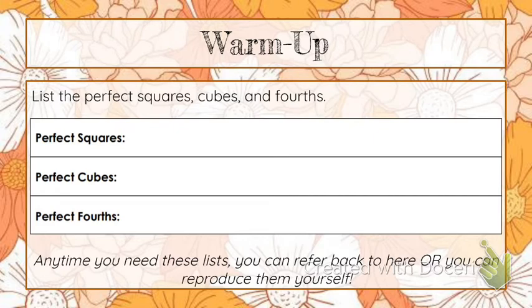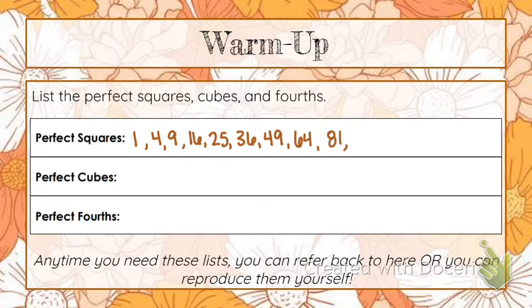To find those, the first perfect square is 1, because 1 squared is 1. Then 2 squared is 4. 3 squared is 9. 4 squared is 16. 5 squared is 25. 6 squared is 36, 7 squared is 49, 8 squared is 64, 9 squared is 81, and 10 squared is 100. For now, we're just going to do the first 10 of each.